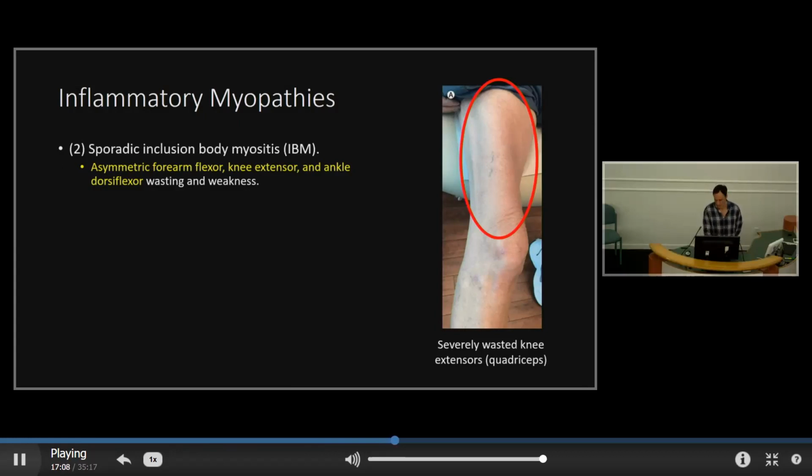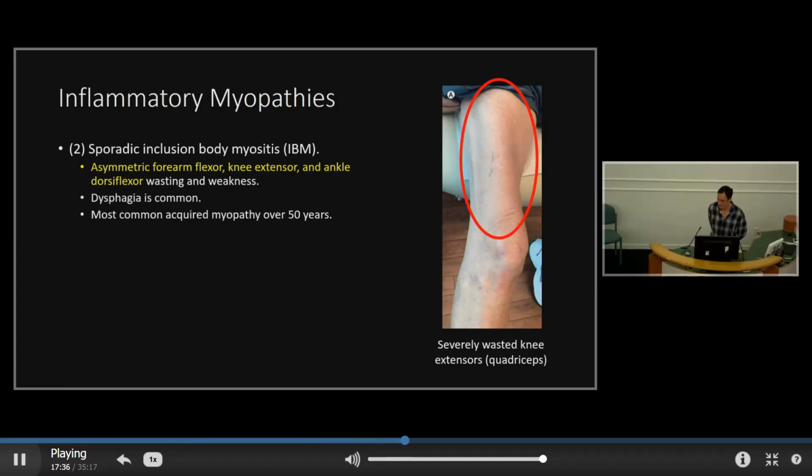This picture here shows obviously a very wasted vastus lateralis and rectus femoris. Basically, the quadriceps muscles are very wasted, as you can see, compared to the muscles below the knee, the calf muscles and tibialis anterior and so on, which are probably about as thick as the quadriceps, which is abnormal, isn't it? So that's clearly very wasted. And this is a very common finding you see in more advanced cases of IBM.